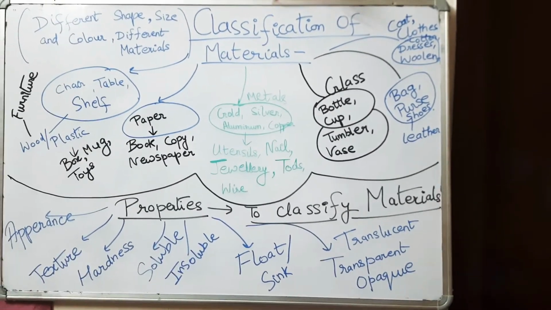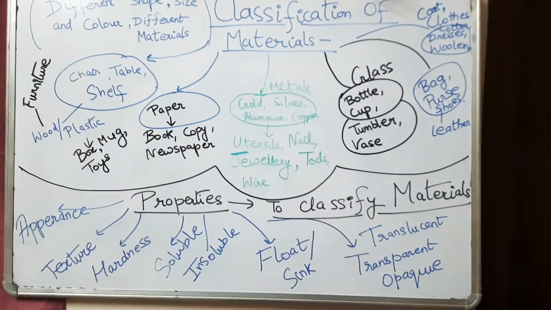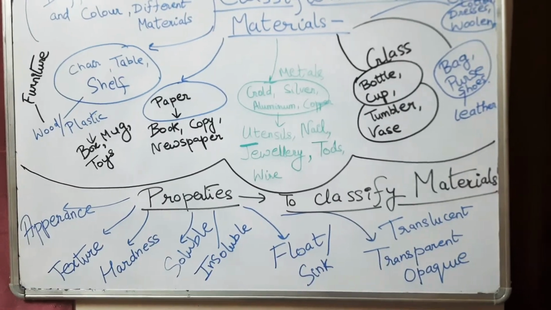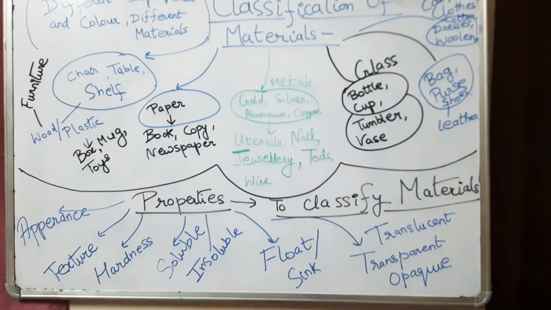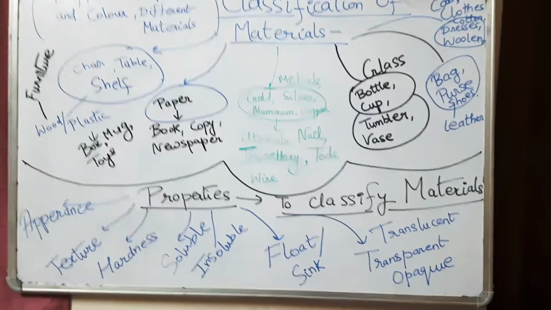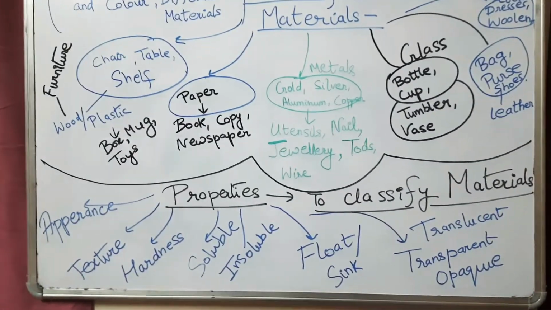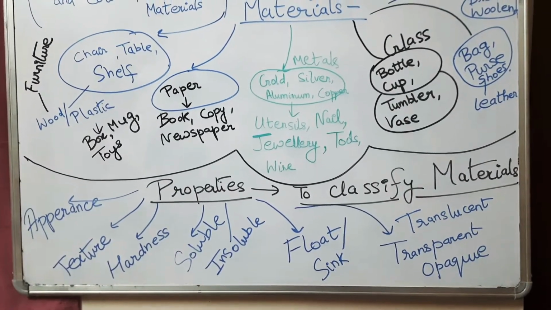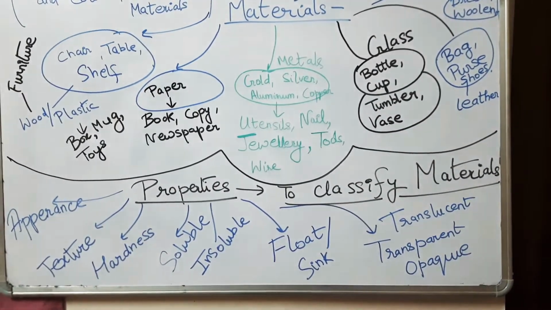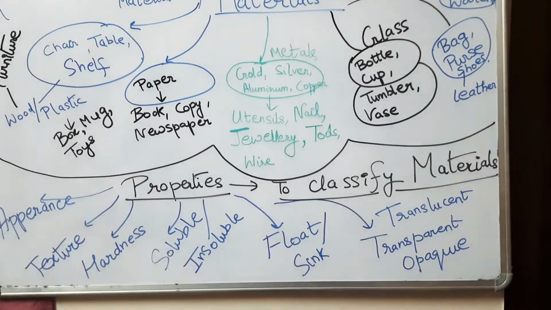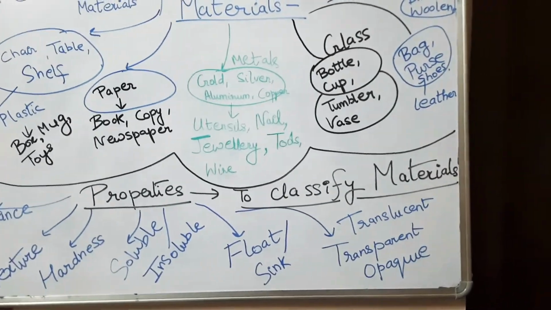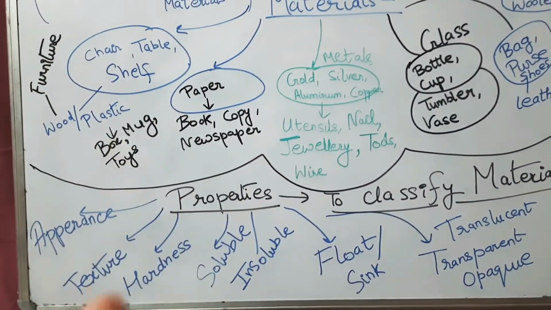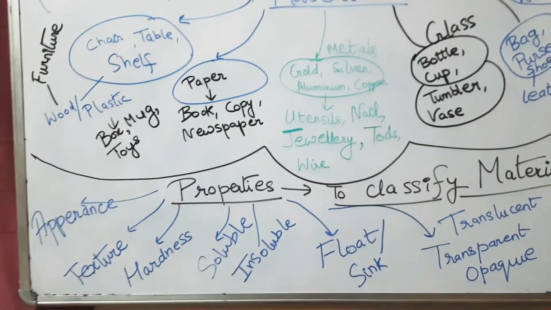The first one is wood. Wood is used for furniture, chair, table, shelf, cupboard, etc. Plastic is very good in nature, and it is used for box, mug, toys, also for chair, table, and shelf. Next is paper. Paper is for book, copy, newspaper. Then next, according to biodegradability, plastic is not biodegradable, but wood and paper are biodegradable.